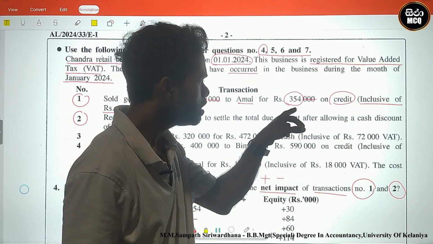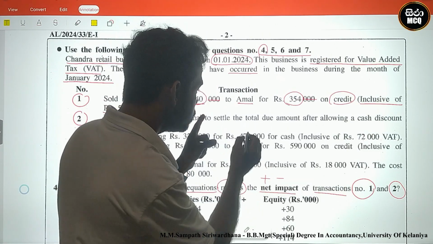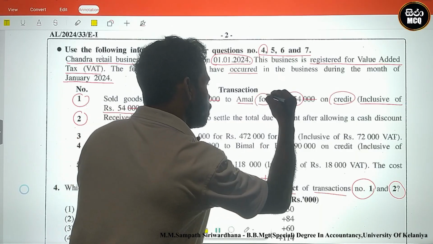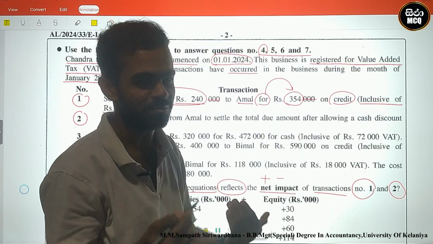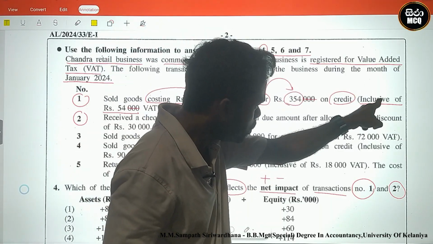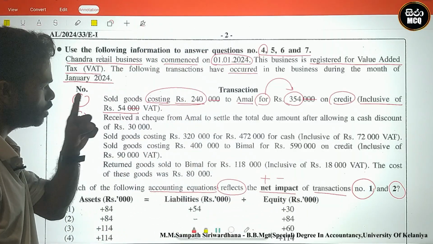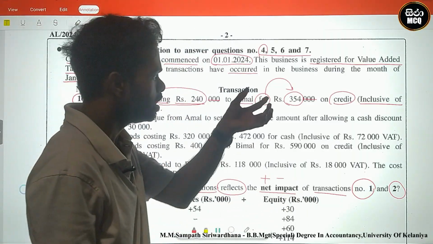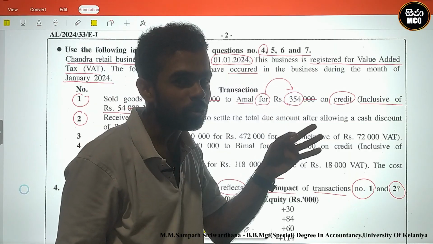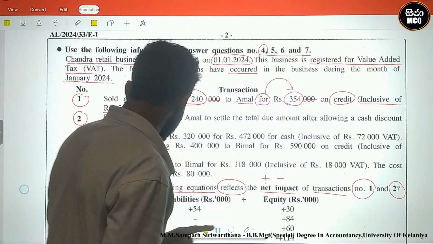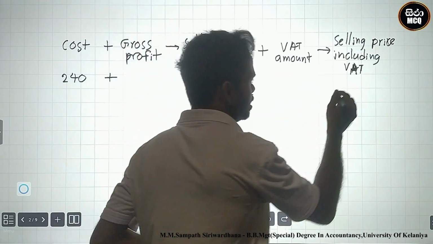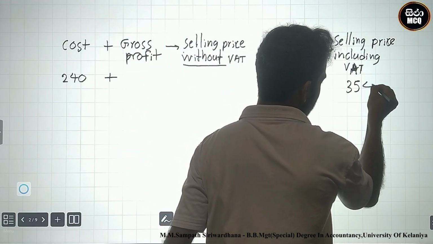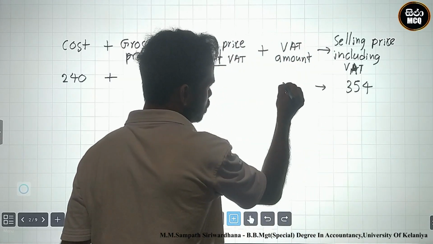This is the selling amount. 354 is the selling price, on credit, inclusive of 54,000 VAT. Inclusive means including that amount. The 354 is the selling price, which one? This one, including VAT. Which amount is VAT? VAT is 54.